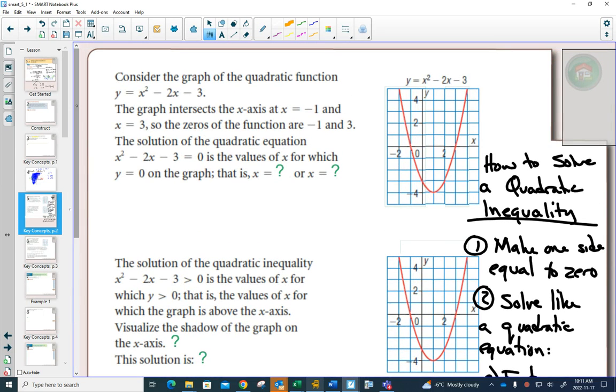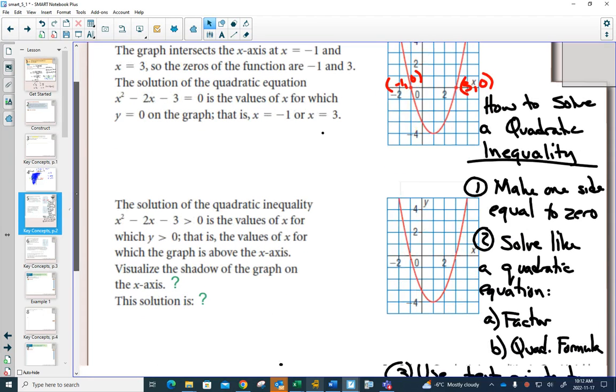Okay, so what do we got? They say, here's a quadratic function. Y equals x squared minus 2x minus 3. You could factor this and figure out that you have x-intercepts at -1 and +3. So we have (3, 0) and (-1, 0). Those are our x-intercepts. This is the graph of y equals x squared minus 2x minus 3.